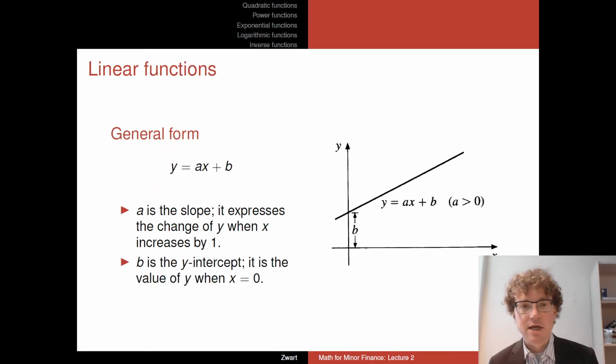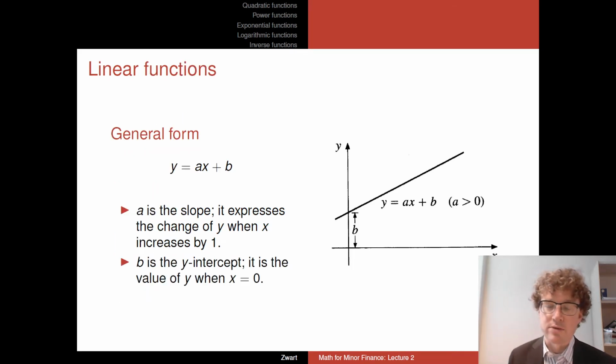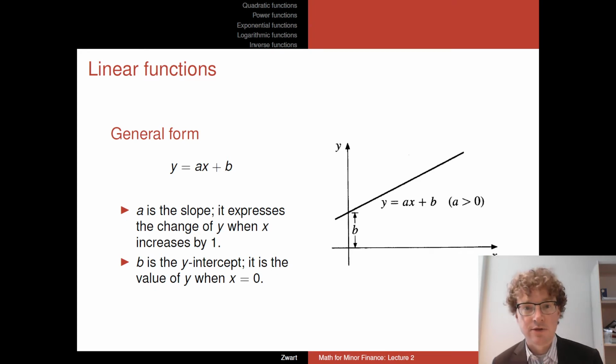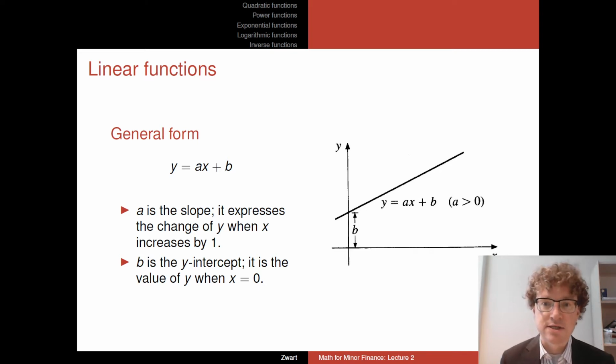So here you see a linear function. The general form, you remember, I'm sure, of a linear function is y equals a times x plus b. And here you see a graph of a linear function. So the graph of a linear function is just a straight line. Now the a and the b are two parameters. So the x and the y, of course, are the horizontal and the vertical axis in this graph.